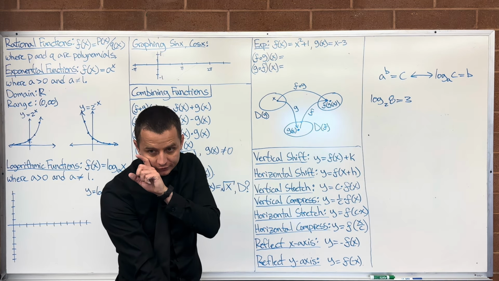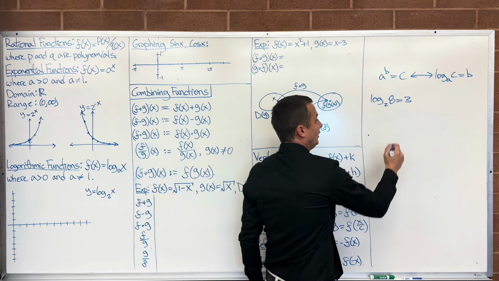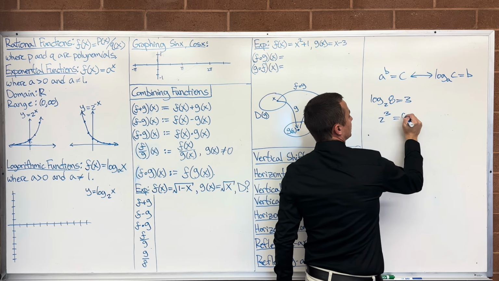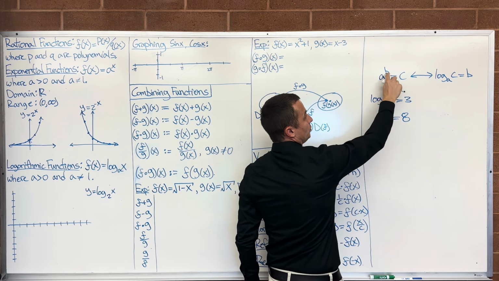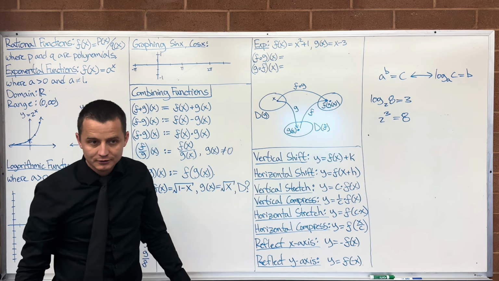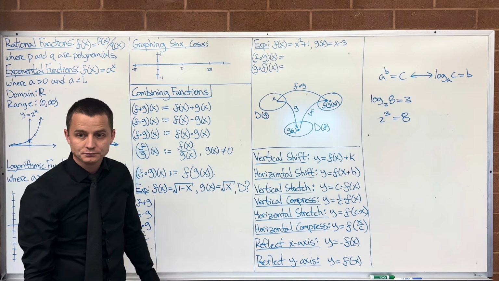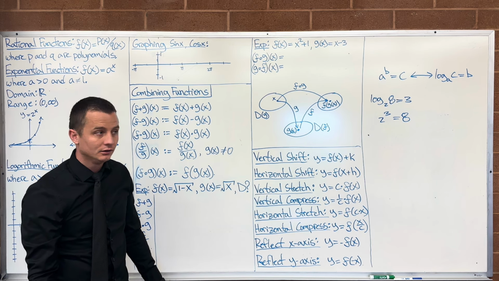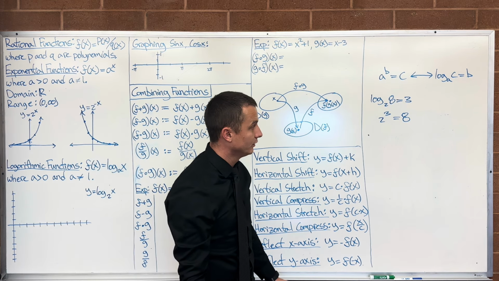So that's log base 2 of 8 equals 3. Why? Because 2 to the 3 is equal to 8. If a to the b is equal to c, then log base a of c is equal to b. Calculators do this, right? Yes, calculators can do this.